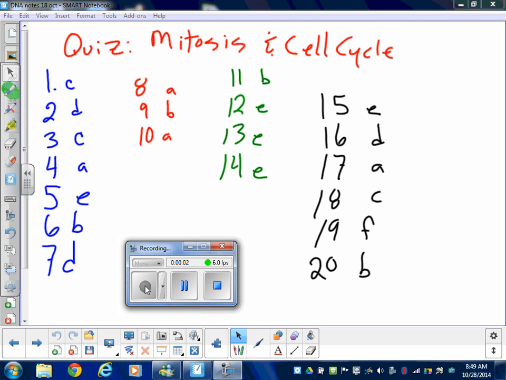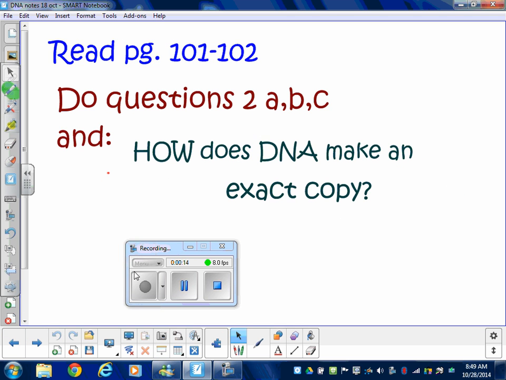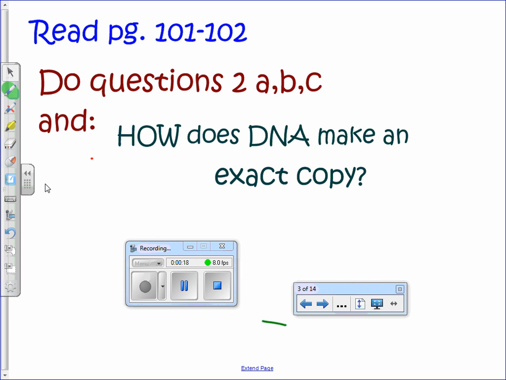This week, we are spending the entire week on talking about DNA, the DNA molecule. It's only 2 pages in the textbook, page 101 and 102. Here we go. This is what we did yesterday, reading page 101 and 102, and questions 2A, B, C. This is all about how DNA makes an exact copy.